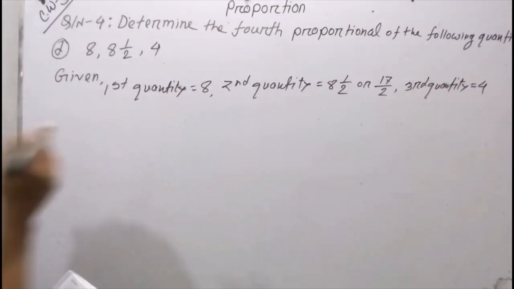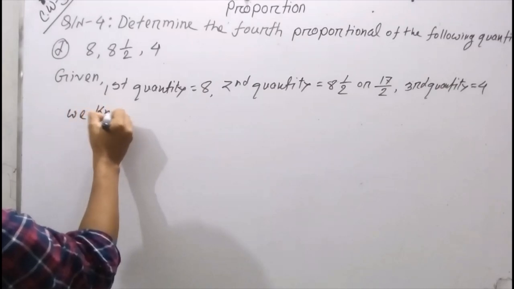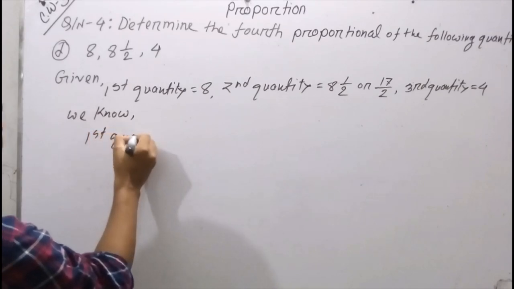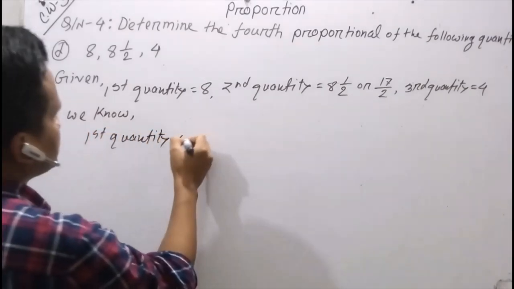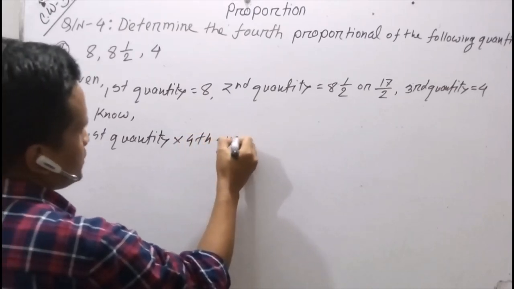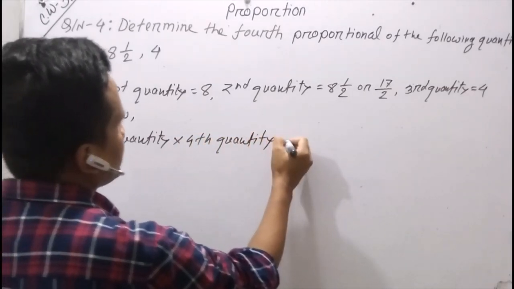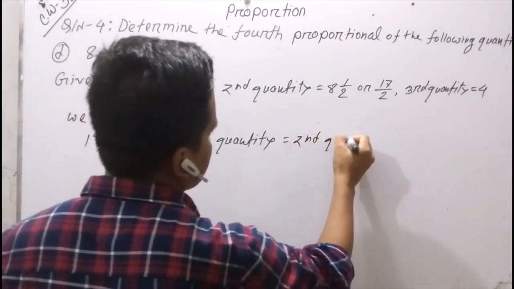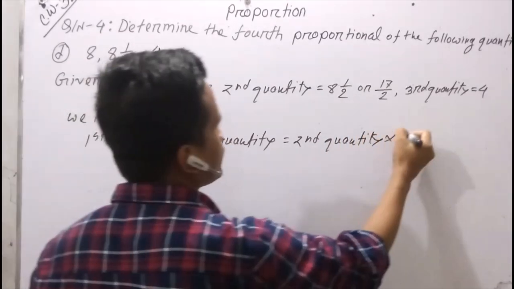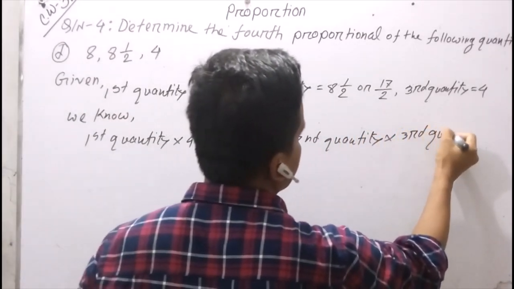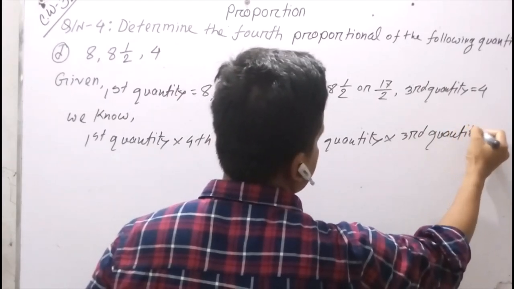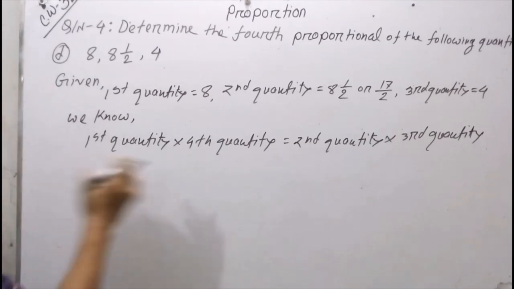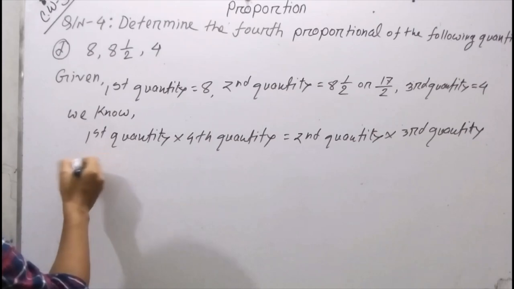So now again we have to write the statement which I gave at first. The first quantity into the fourth quantity, equal to the second quantity into the third quantity. When you go to the upper class, at that time you will get just A, B, C like this, so you have to solve. Not like first quantity, second quantity, but just A, B, C like this.